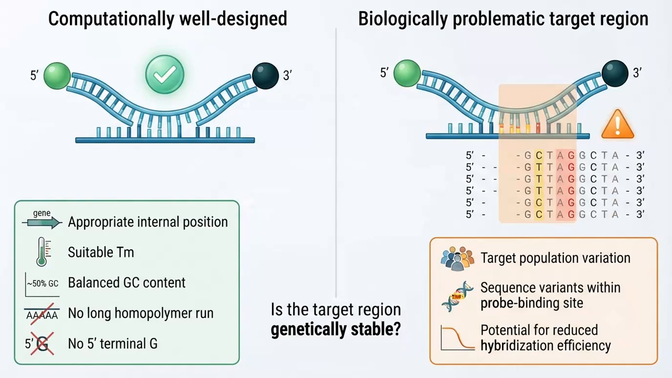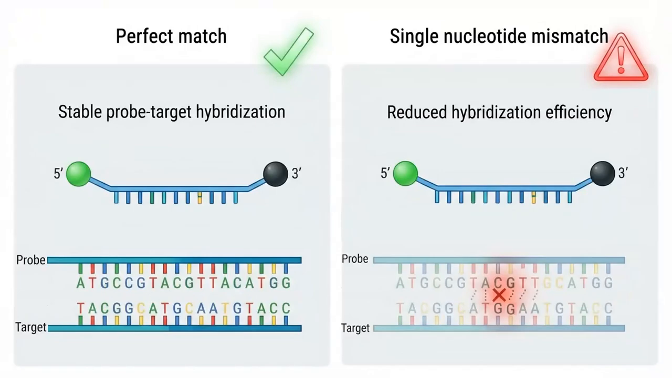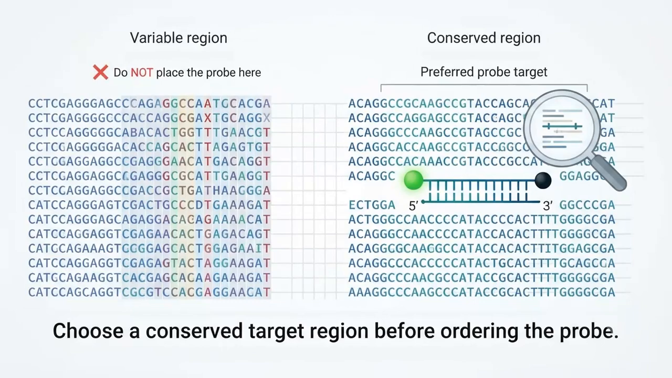Is this target region genetically stable? Even a single nucleotide difference within the probe binding site can noticeably reduce hybridization efficiency. In some cases, one mismatch is enough to delay fluorescence by several PCR cycles. This becomes especially important when working with clinical samples, genetically diverse populations, or rapidly evolving pathogens.